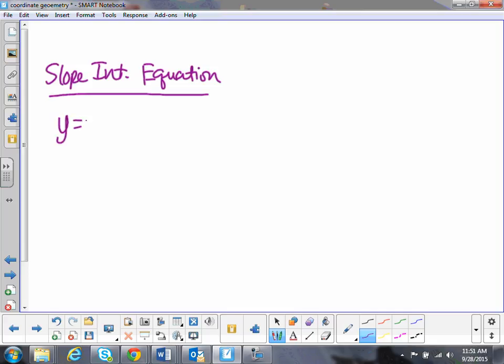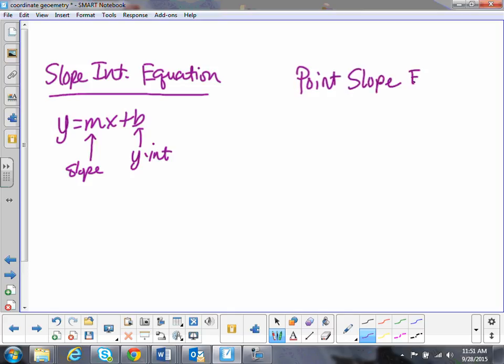There you go. Okay. What does the M stand for, Kendall? The slope. Good. What does the B stand for, Priya? The y-intercept. Okay. What is the point slope equation? You guys remember that one?